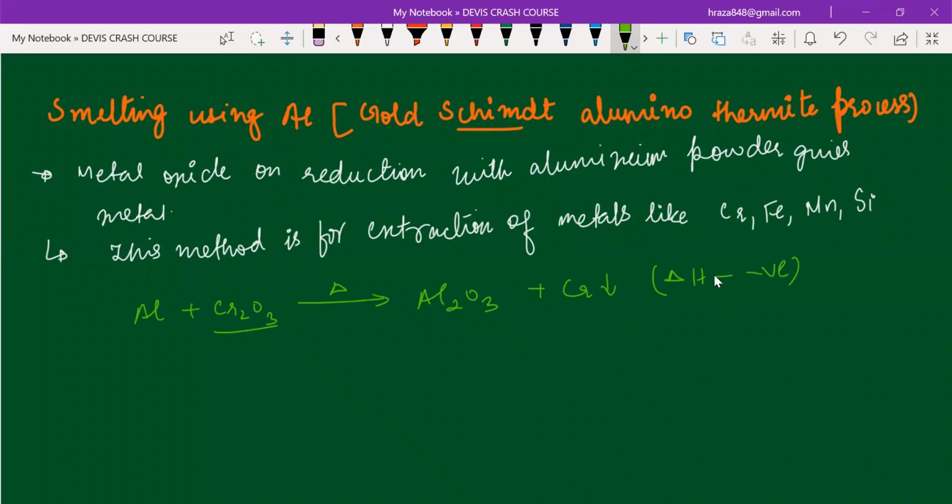What does delta H negative represent? It is releasing energy. Releasing energy means basically it is an exothermic process, right? Yes. Okay, that means basically aluminium is acting as a reducing agent.